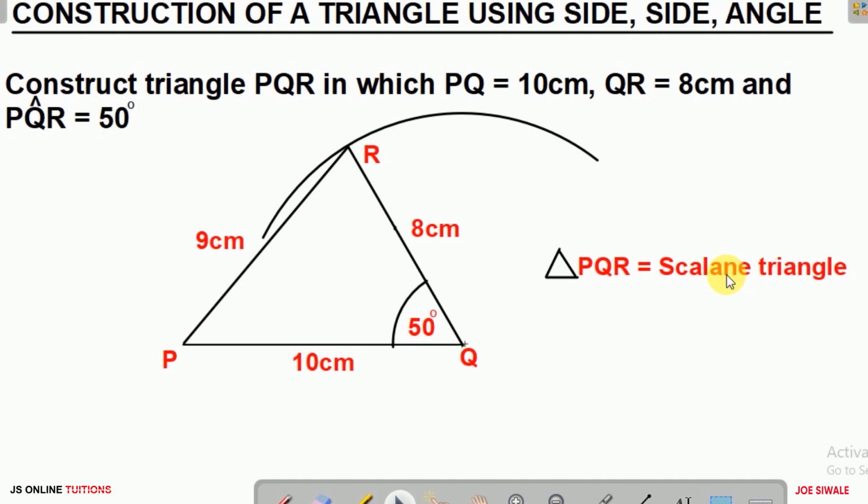So that's how you can construct a triangle when you have been given side-side-angle. Where you have questions, please ask in the group, or you can put them in the comment section.